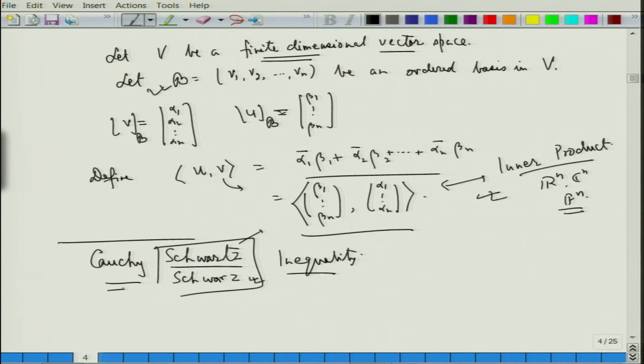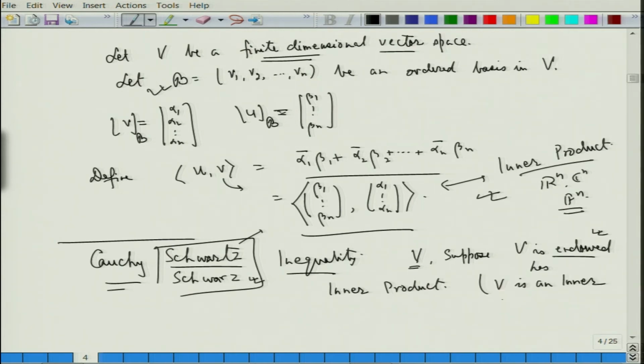What it says is, all right, take any vector space V and suppose V is endowed, or V has, endowed means has, an inner product. So whenever I have a vector space V which is endowed with an inner product, we say that V is an inner product space. So inner product space means V is endowed with an inner product. There is some inner product in V, that's all it says.